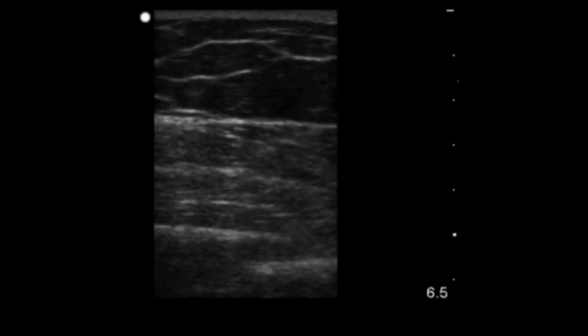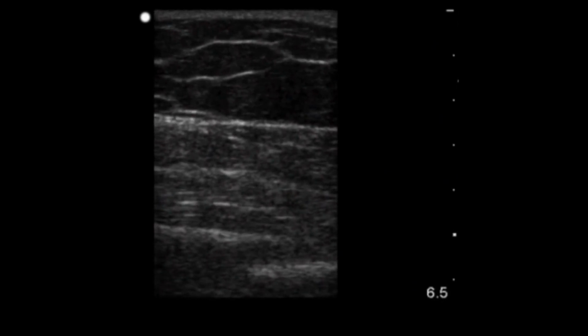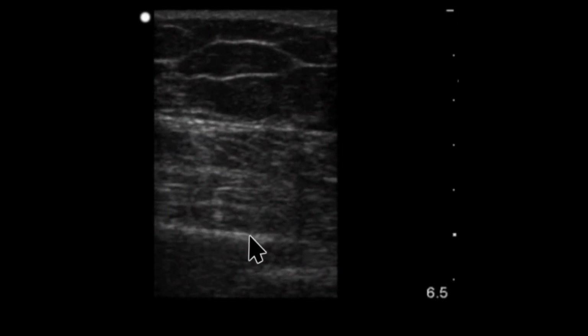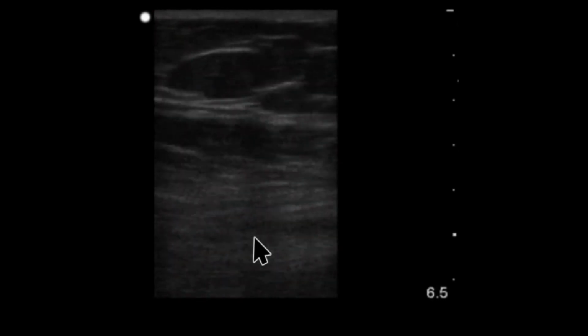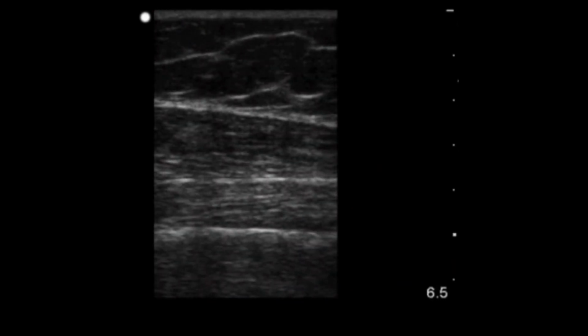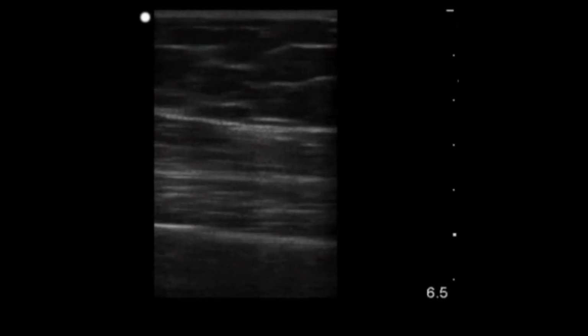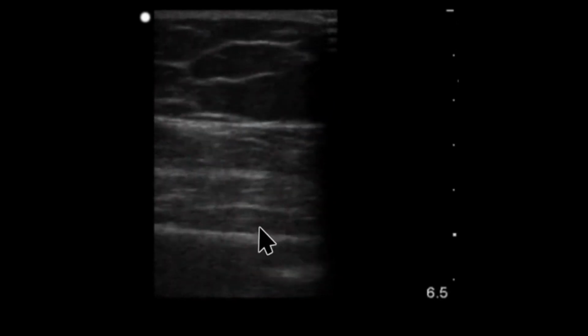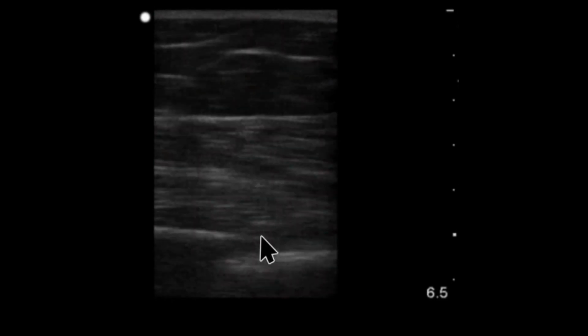Here's a 27-year-old male motorcycle accident victim with a right femur deformity. One can see that this distal bony cortex here along the femur, and as we follow it along we can see that it steps off here. This is the fracture line and the step off to the distal fragment seen here.